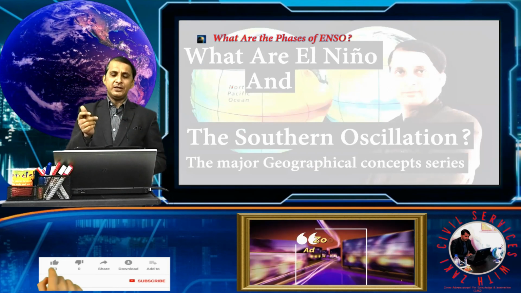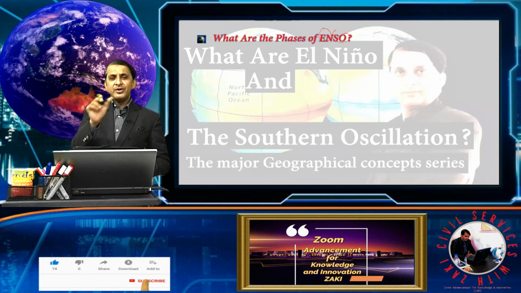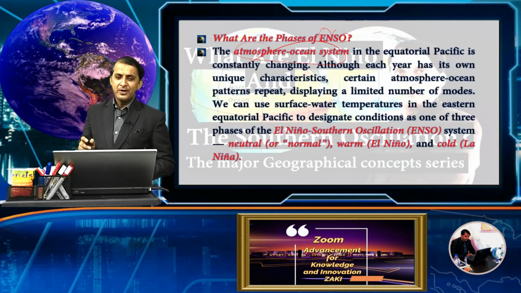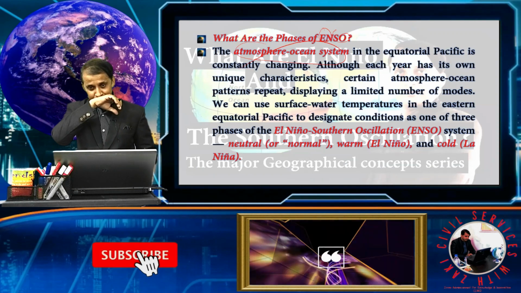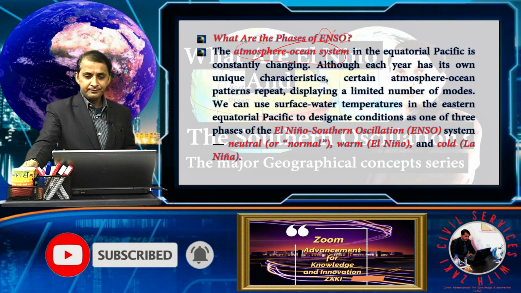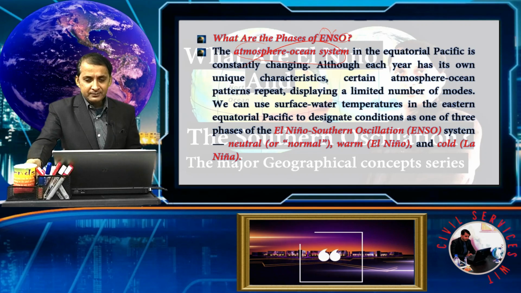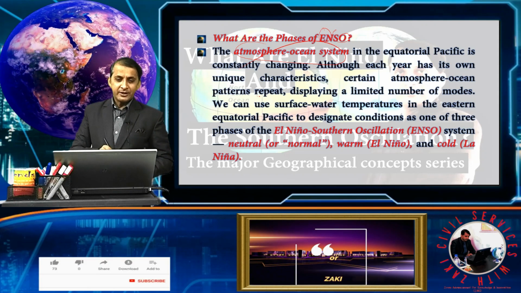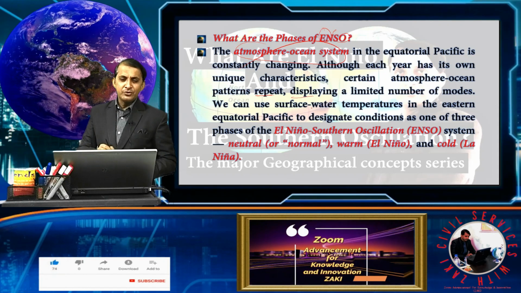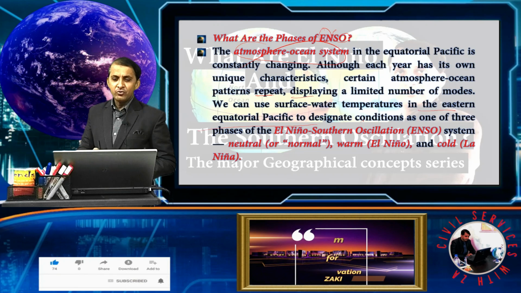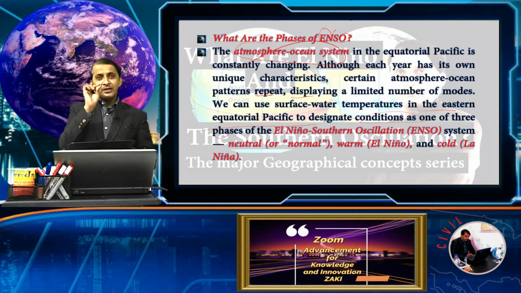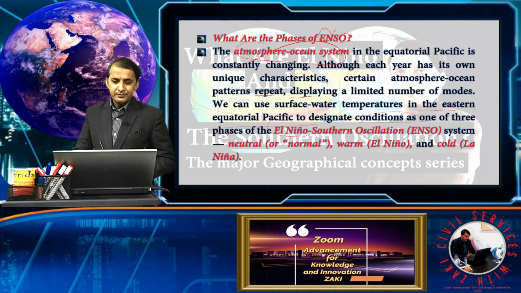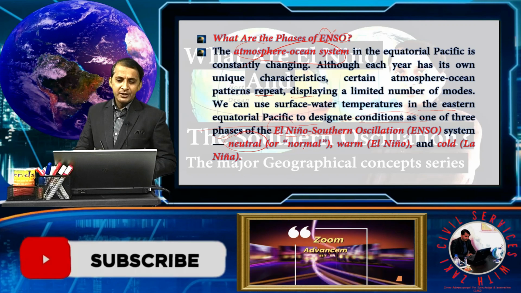So what are the phases of ENSO? ENSO means El Nino and Southern Oscillation. So what are the phases of El Nino and Southern Oscillation? The atmospheric and ocean system in the equatorial Pacific constantly changes. Although each year has its own unique characteristics, certain atmospheric and ocean patterns repeat and display a limited number of modes. We can use surface water temperature in the eastern equatorial Pacific to diagnose the condition of the three phases. Basically, these three phases are based on the surface temperature in the eastern Pacific. So the El Nino Southern Oscillation system's phase number one is neutral. It means normal.